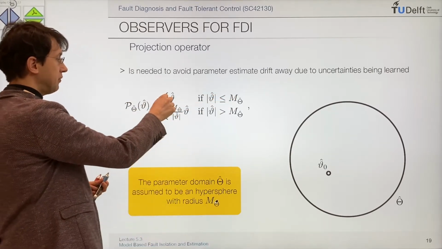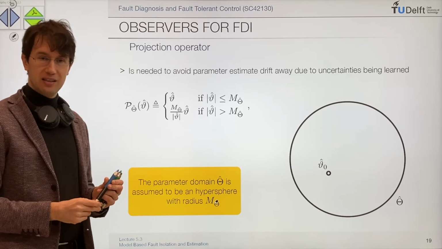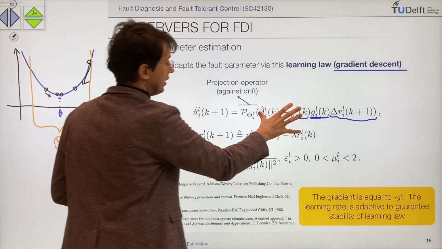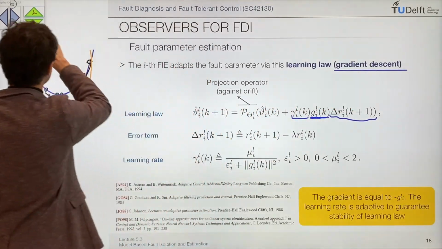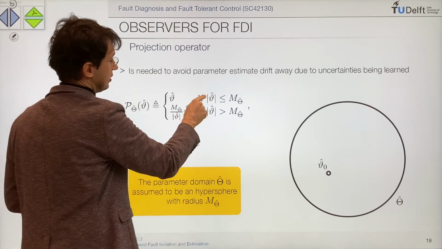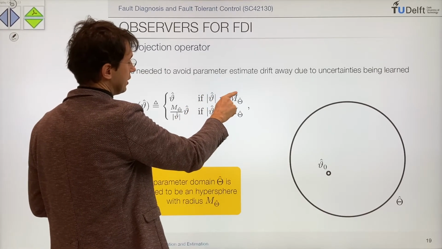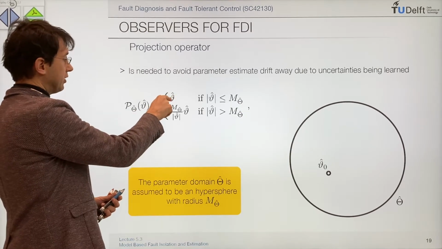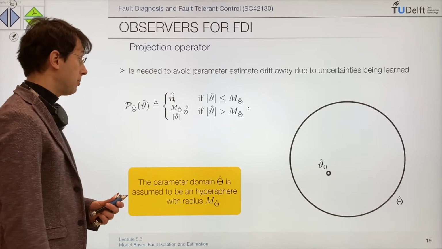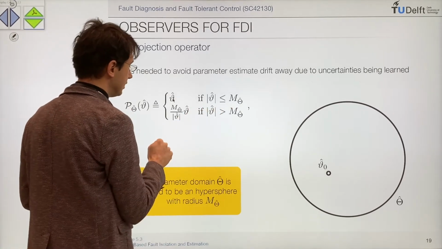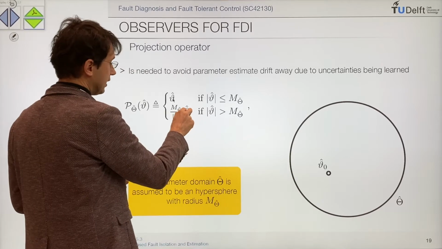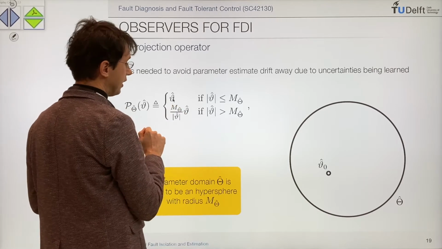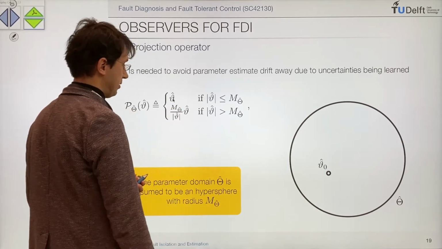So if theta hat, the one that we compute for the next step using this update law, is inside, so if its magnitude is less than or equal to m, you do nothing. So the result of the operator is the parameter itself. But if we get outside, then we take this and we scale it down by the ratio between the radius of the hypersphere and the actual magnitude of the parameter.